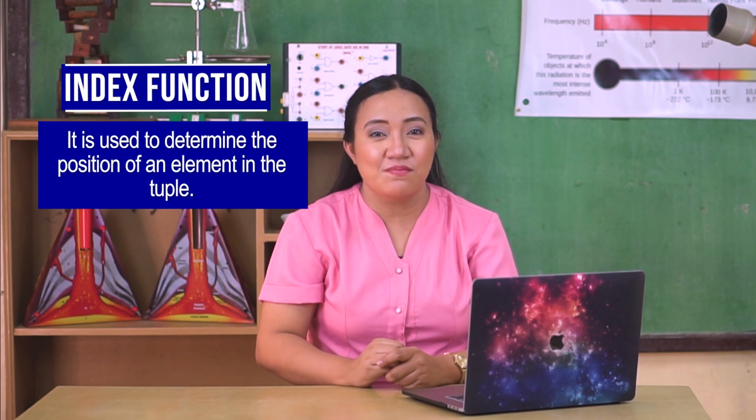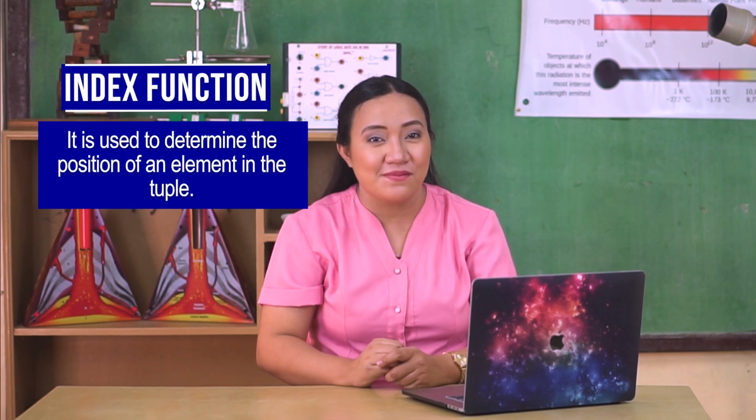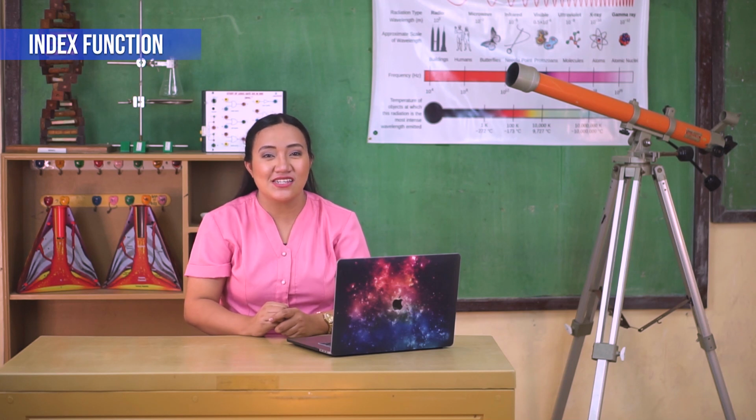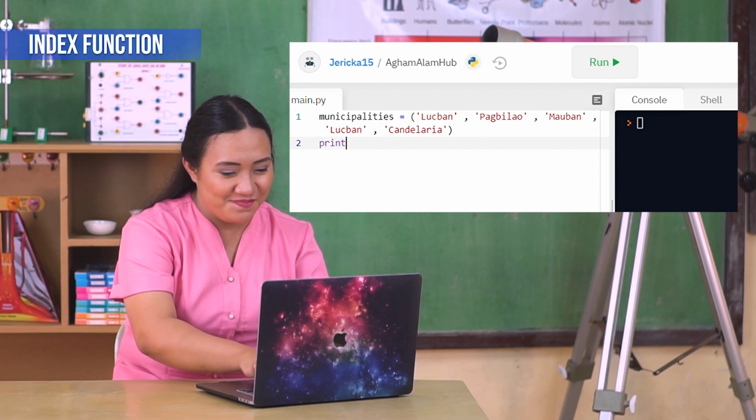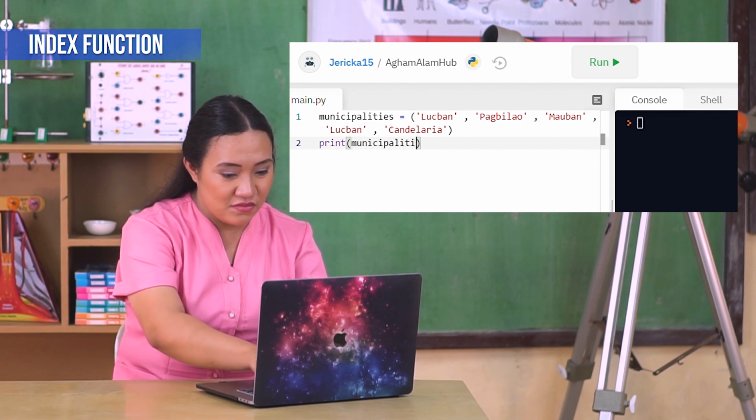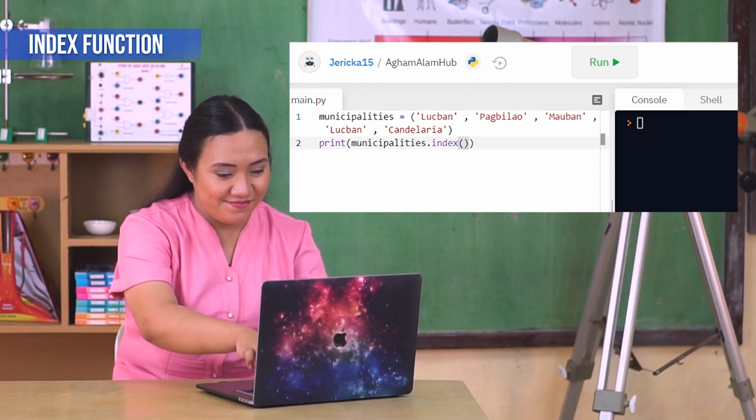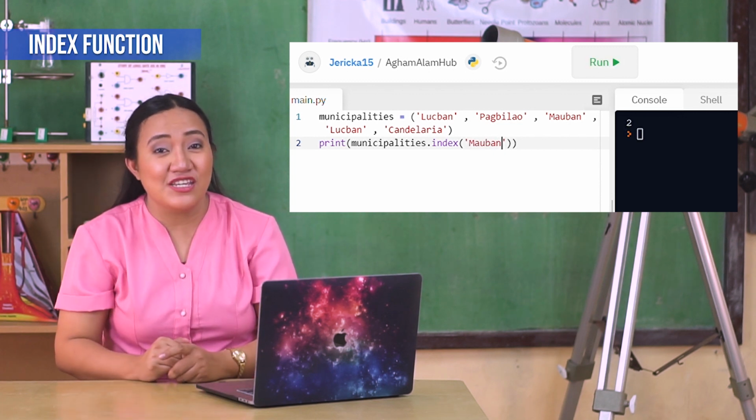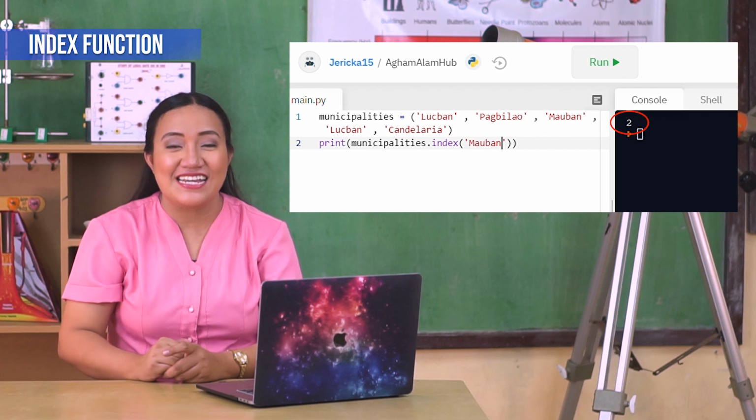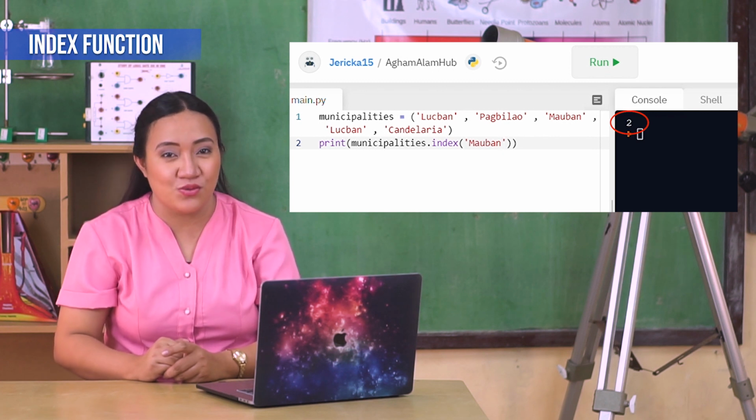Lastly, we can use the index function to determine the position of an element in the tuple. Again, using the same tuple, we will write this code. The output is 2 because mauban is located at index 2.